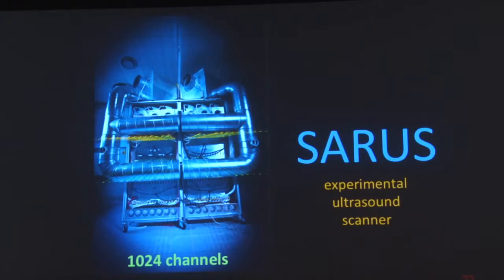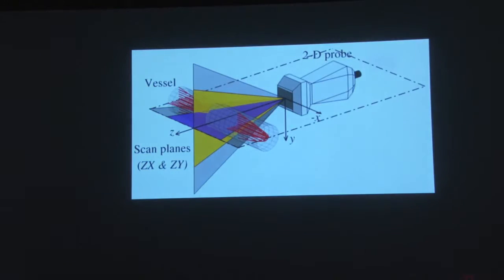Now I will show you the setup we use to do the flow imaging. We have our 2D probe over here on the right, and then we have a vessel.